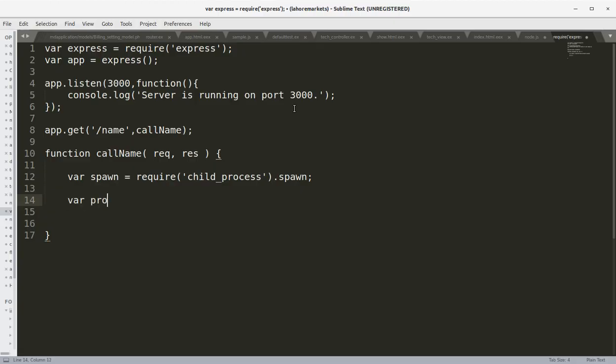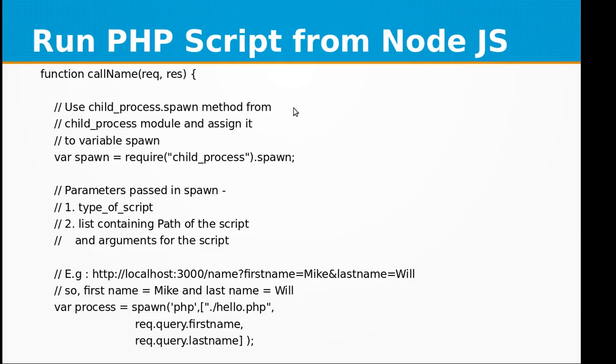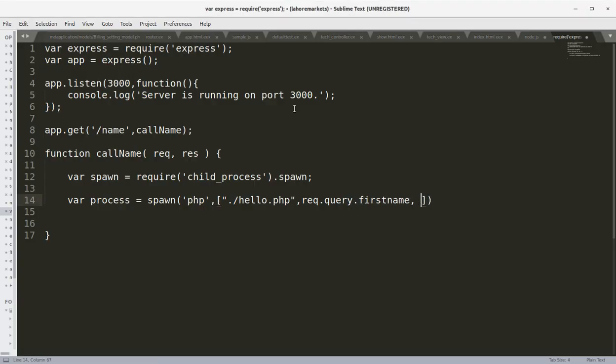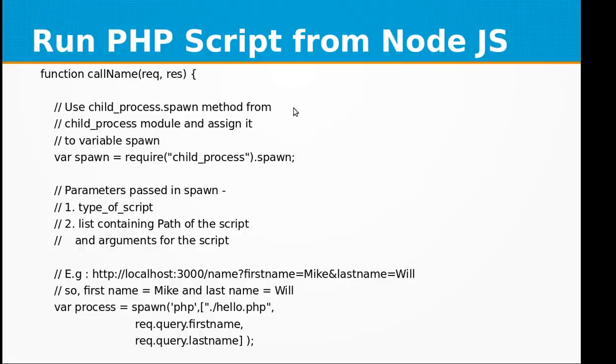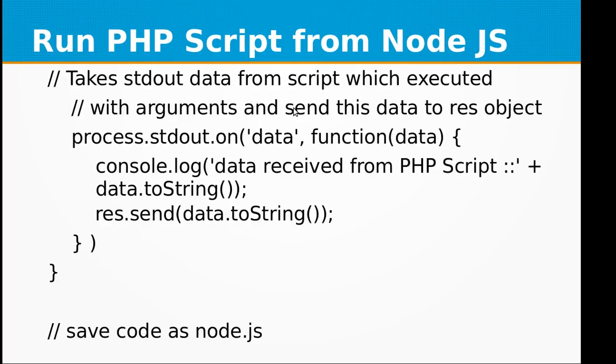Okay, let's create a process. Spawn, the name of the script, that is php, and the name of the file of that scripting language, that is hello.php, and then we are going to require query dot first name and require dot query dot last name. Okay, that's it. Now let's take data from the script which executed with arguments and send this data to the response object.